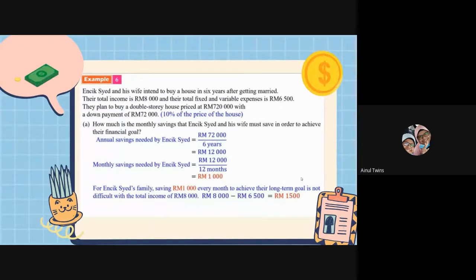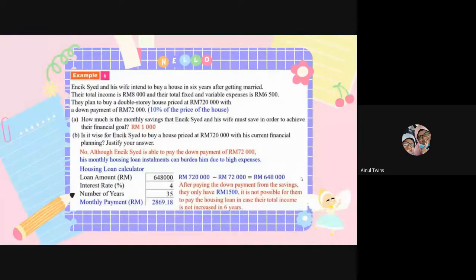Let us look at question B. Is it wise for Encik Said to buy a house priced at 720,000 ringgit with his current financial planning? Justify your answer. Okay. Now, we must calculate. The price of the house is 720,000 ringgit. We must minus with the down payment that is 72,000 ringgit. So we get 648,000 ringgit. Okay, now let us say the interest rate is 4%. Maximum year for the loan.